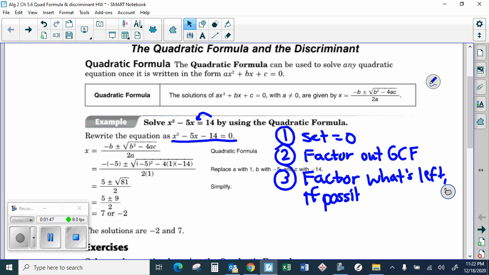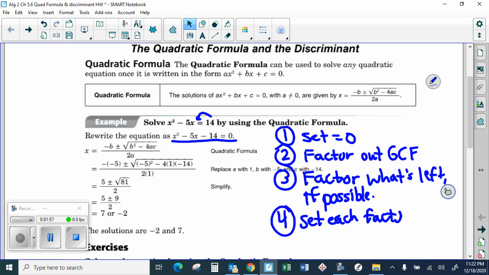So I'll write down all 4 of these. And lastly, set each factor equal to 0. I might make this a test question. Set each factor equal to 0 and solve. Remember, that's called the zero product property, when you set each factor equal to 0 and solve.